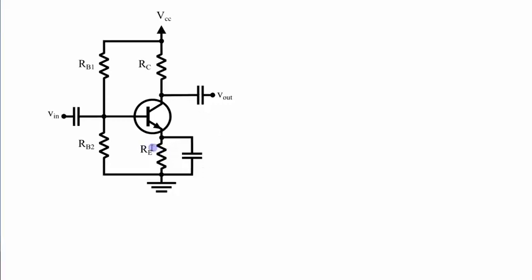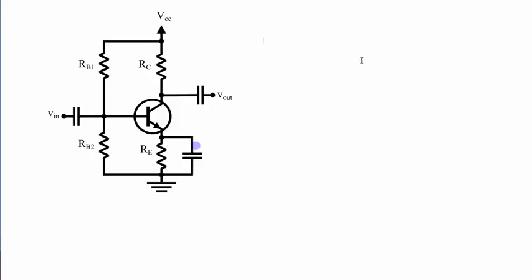When designing an amplifier, you'll have a set of criteria, being the VCC value perhaps, the gain that you need, the input and output impedances that you need. And basically what you're doing with that set of criteria is determining what values for RB1, RB2, RC, and RE you're going to need for that particular design.